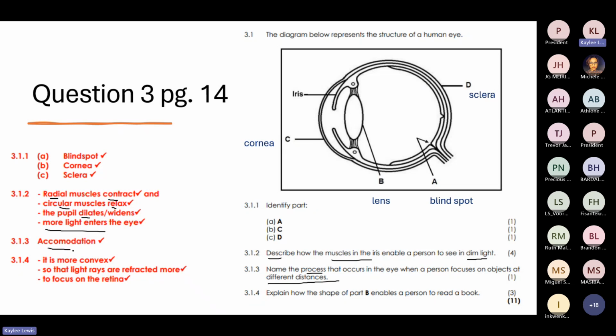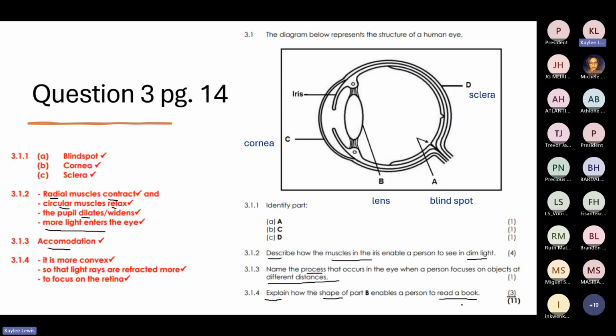And then 3.1.4, explain how the shape of part B enables a person to read a book. And it's 3 marks. So it's an explain question. It's cause and effect. What happens? Why? That's how I've got to think it. You've got to think of cause and effect with this one. So they're not asking you to describe accommodation. They want to know how part B, which is the lens, allows us to read a book.